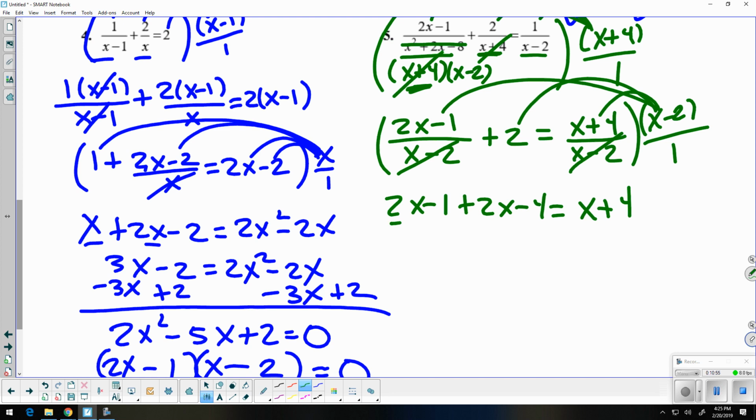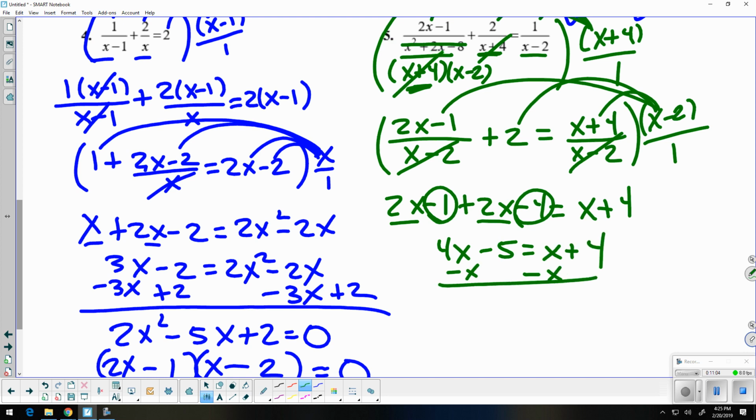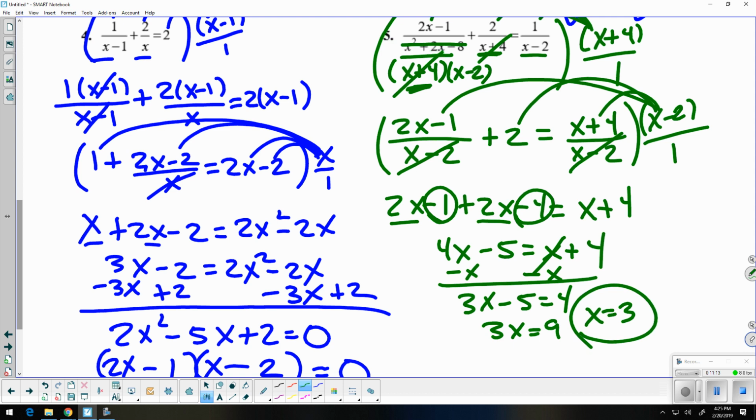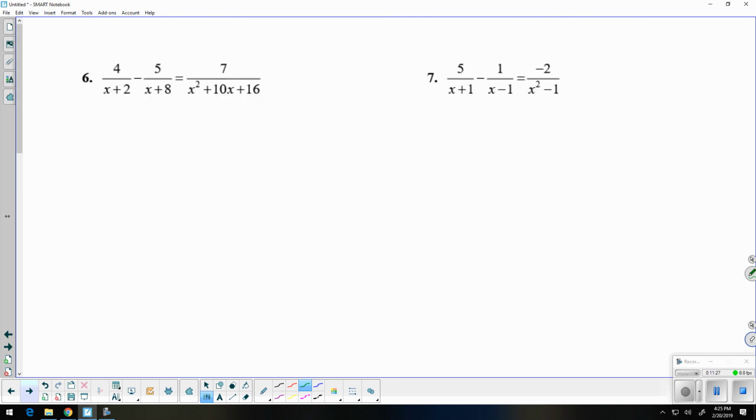So on the left-hand side, this would be a 4x, and then that would be negative 5 equals x plus 4. Solving for x, I'll go ahead and subtract the 1x. So 3x minus 5 equals 4. Adding 5 to both sides makes that 9, and then x should come out to be 3. Again, plug it back into the original, make sure it actually works in the end, and I'll let you know that x does equal 3. Okay, that is my one and only true solution. So let's go ahead and continue on to the next page. There's more fun to be had on the next page.